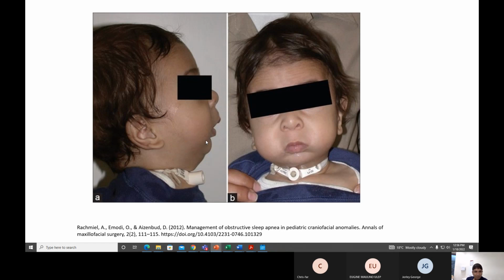And other conditions like Beckwith-Wiedemann syndrome, where the tongue is very large, can also have an obstructed airway. These children will struggle to breathe soon after birth. Sometimes they are intubated, and if they fail extubation because of the upper airway obstruction, then tracheostomy may be done.